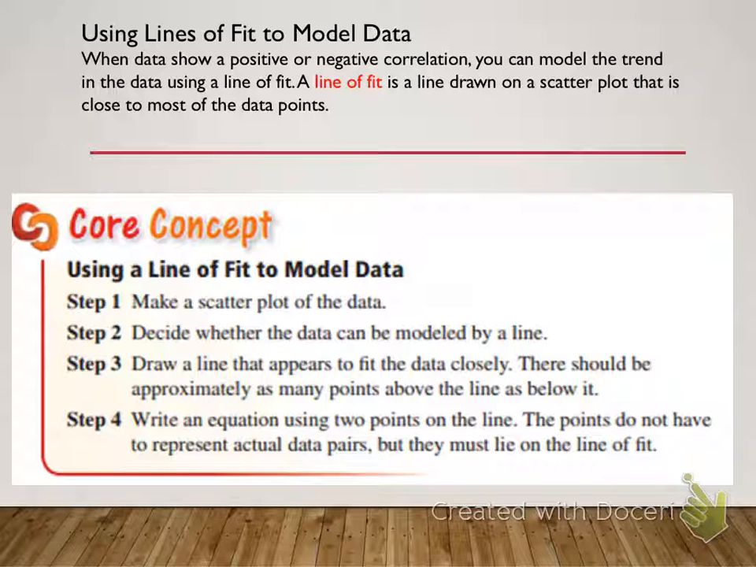There should be approximately as many points above the line as below it. And then you write an equation using 2 points on the line. The points do not have to represent actual data points, but they must lie on the line of best fit. So the problem here is there can be some variations of the line of best fit.